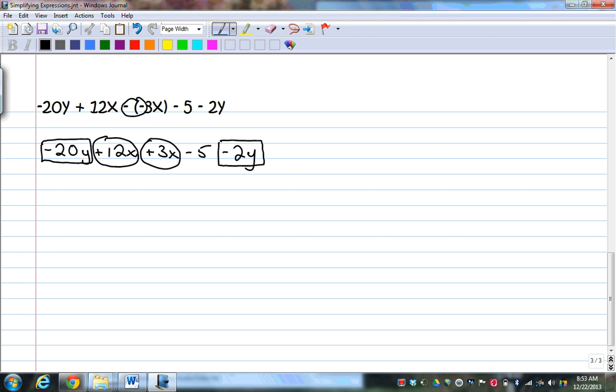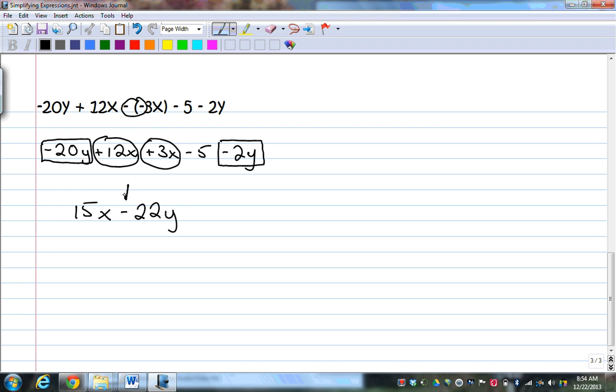Now, when I simplify it, I'm going to start with the x because x comes first in the alphabet, and we like to have that first. It's just a preference thing, but it really doesn't matter in the end. So I have 12 and 3. If I add those together, it gives me 15. The variable stays the same. And then I have a negative 20 and a negative 2. When I add those together, it gives me a negative 22.